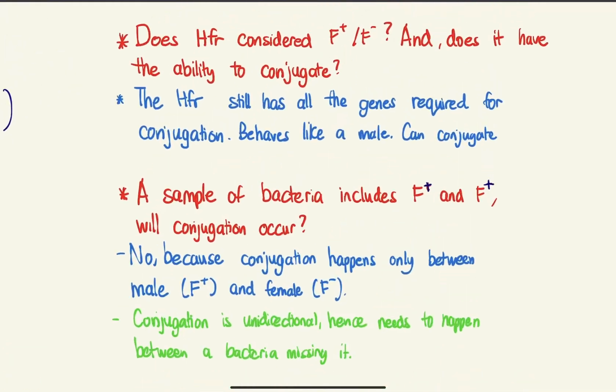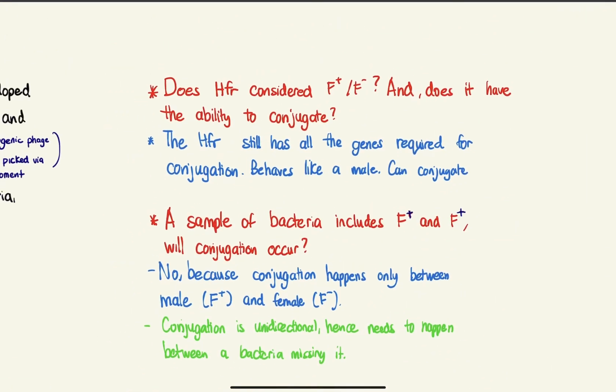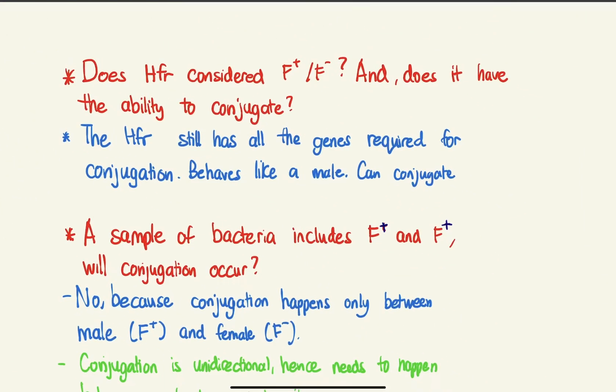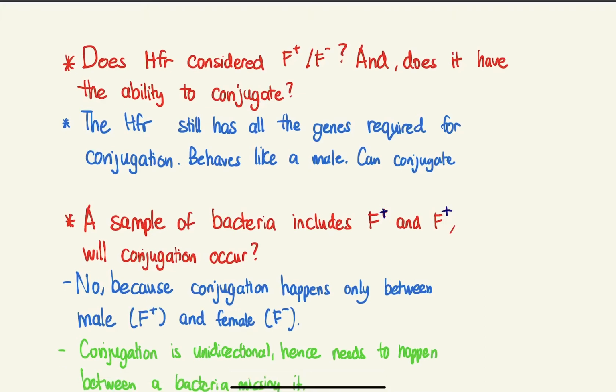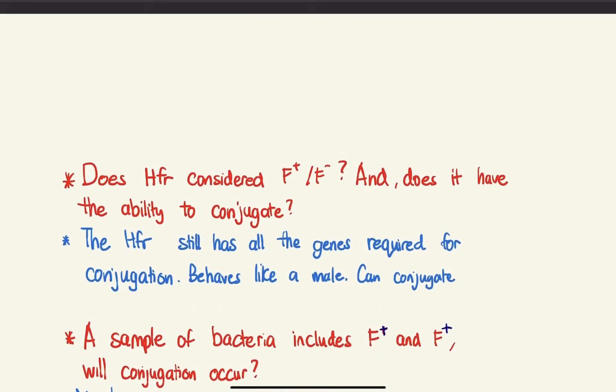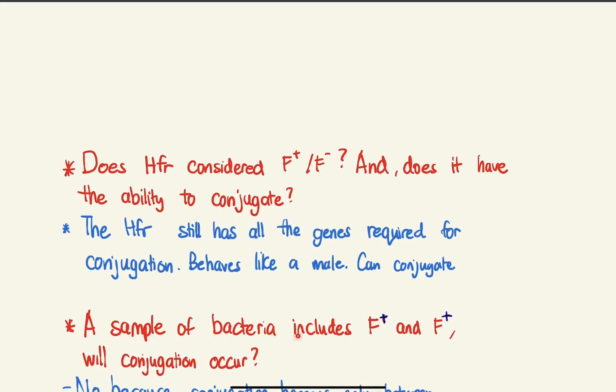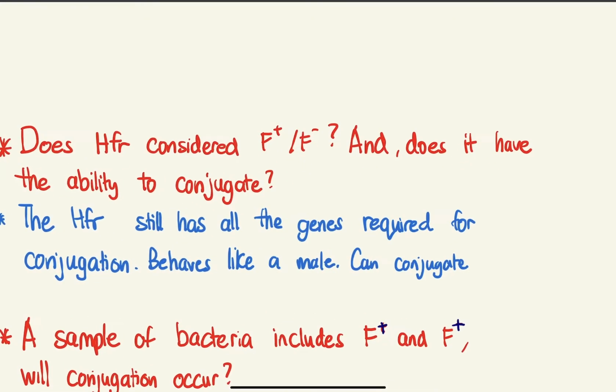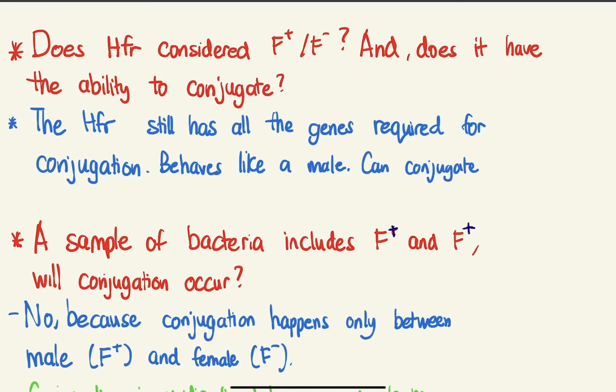But before we do that, let's understand a couple more questions to understand the concept behind this. So let's start with this question. A sample of bacteria includes male and male bacteria. Will conjugation happen? No, it's not going to happen, because remember we just talked that it's unidirectional.